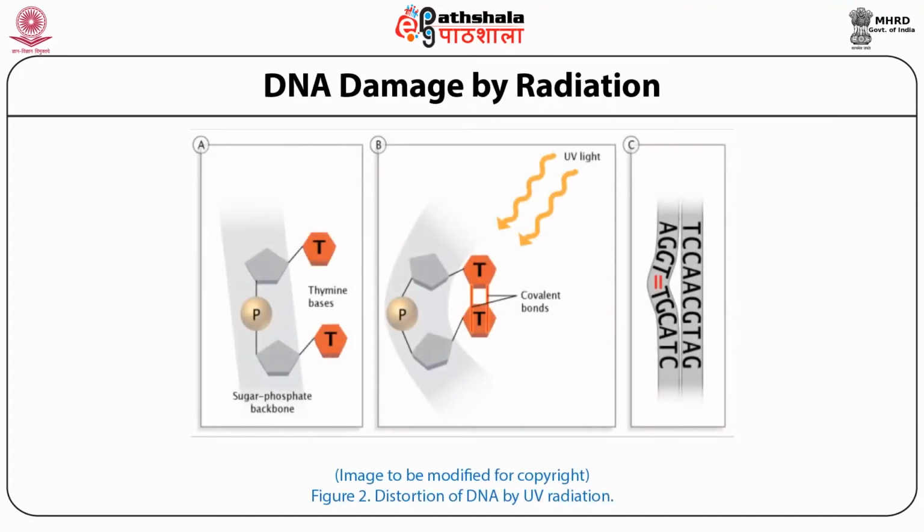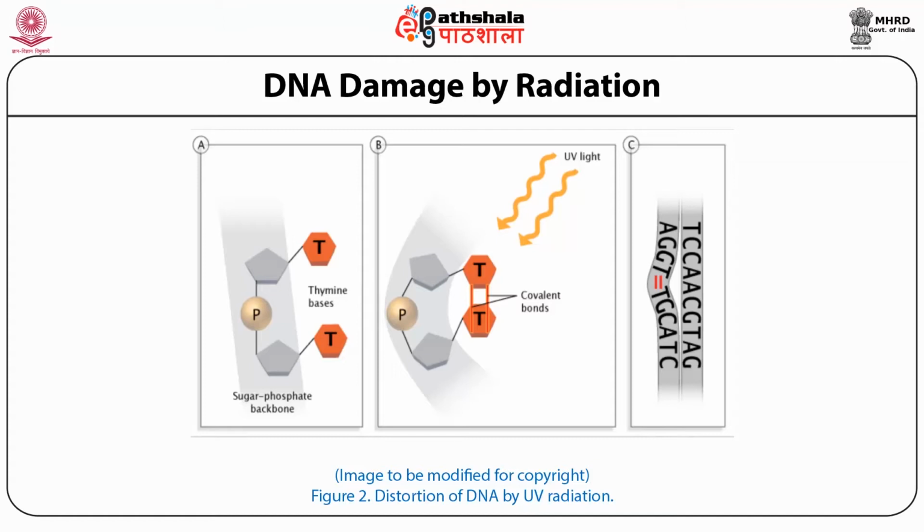In this figure, A, B and C show the DNA structure before and after UV radiation, which leads to the distortion of the DNA strand. Different high energy electromagnetic radiation in the environment, including ultraviolet light, ionizing radiation and certain chemical agents, can physically damage DNA.